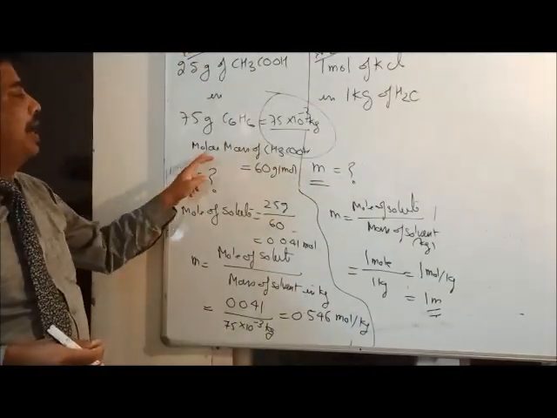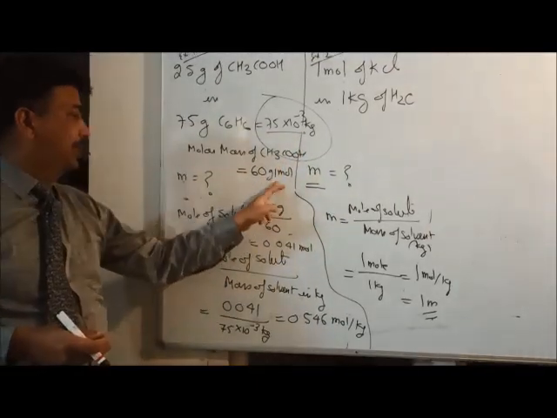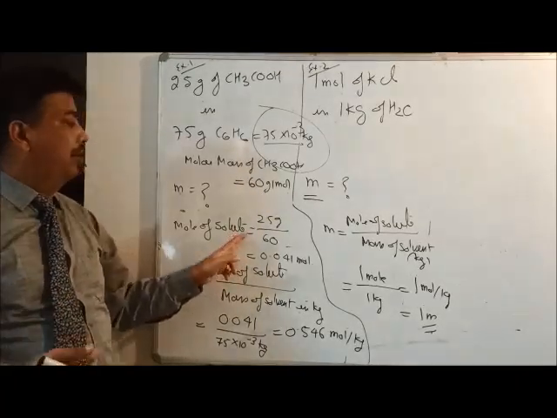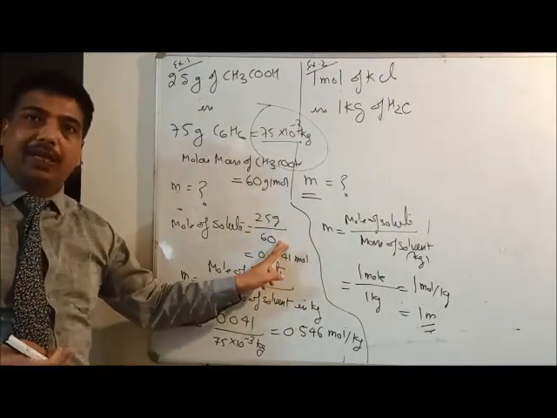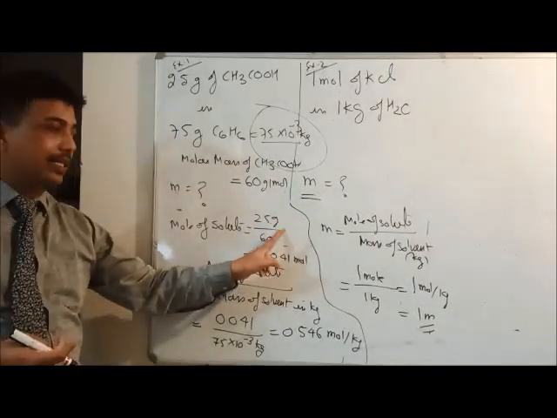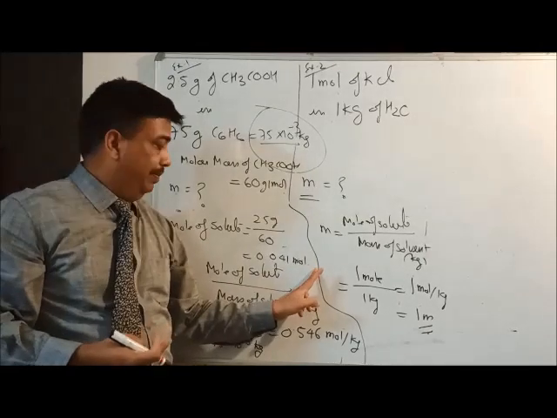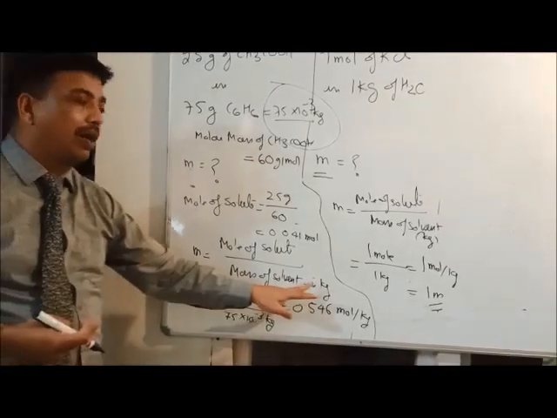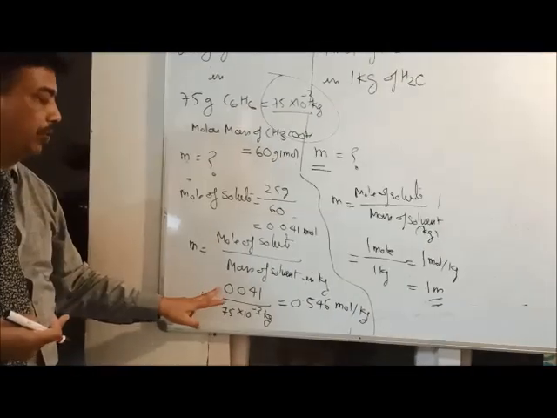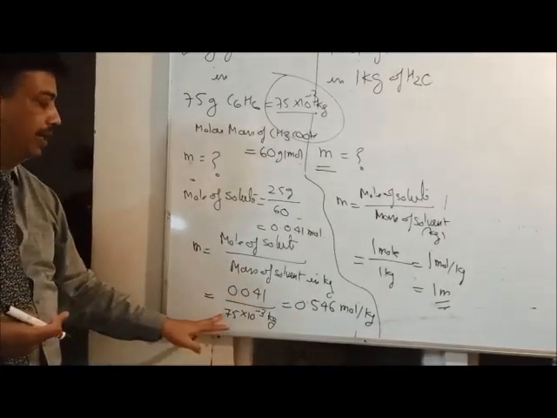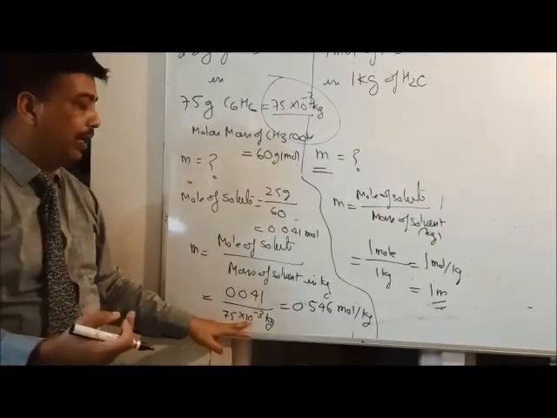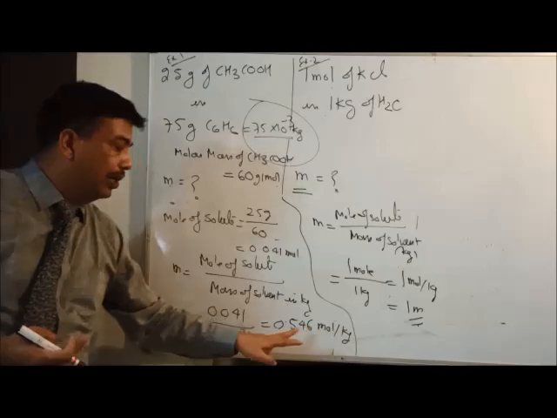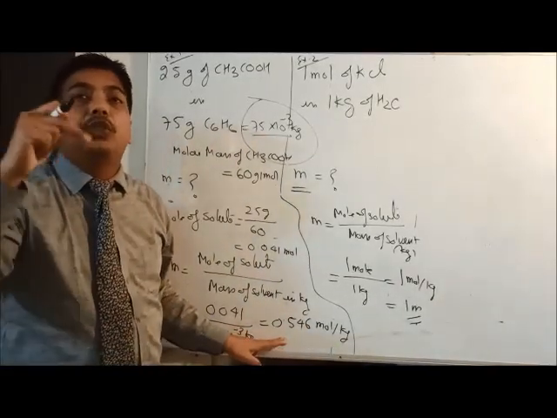Okay. The molar mass of CH3COOH was given as 60. So the first thing we calculated here, mole of solute of ethanoic acid, which is 2.5 divided by 60, mass in gram divided by molar mass, is equal to 0.041 mole. Now, as per the formula of molality, mole of solute divided by mass of solvent in kilogram. So here mole of solute is 0.041 and the mass of solvent is 75 into 10 raised to minus 3 kilogram. It comes out to be 0.546 mole per kg, which you can also mention as 0.546 small m mole per kg.